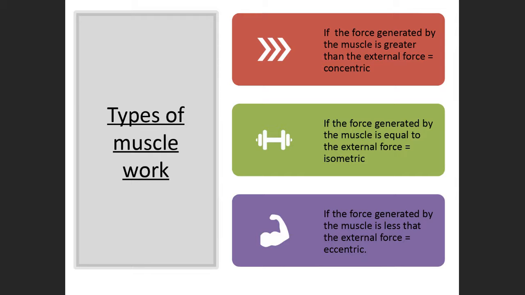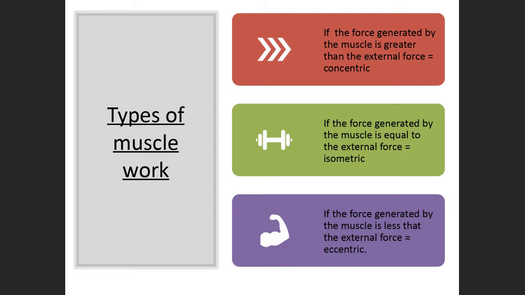Then we're going to create this concentric force. If the force generated by the muscle is greater than the external force, we can get a concentric muscle contraction. This is like me doing a bicep curl, providing I've got muscle strength to go against that resistance. Whereas if I'm lowering against the resistance, that's going to be eccentric. I'm lengthening under load.